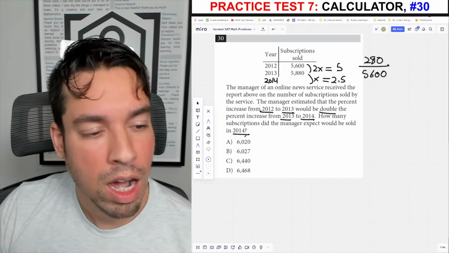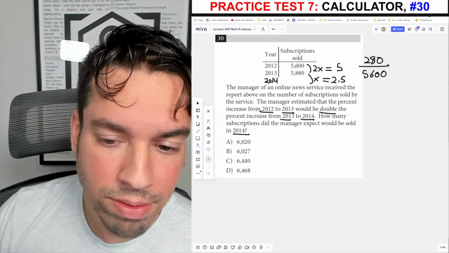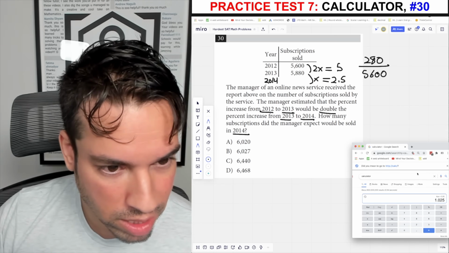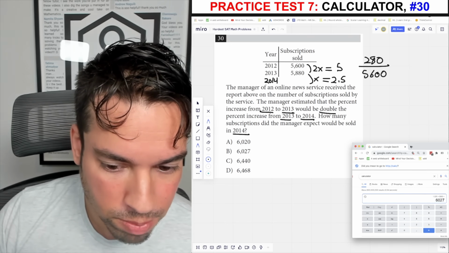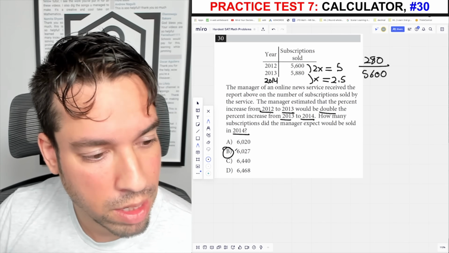So if we're trying to figure out how much will be sold in 2014, we tack on a 2.5% increase to 5,880. So 1.025, that includes the increase, times 5,880 gives me 6,027. So the winner is B, and we're done.